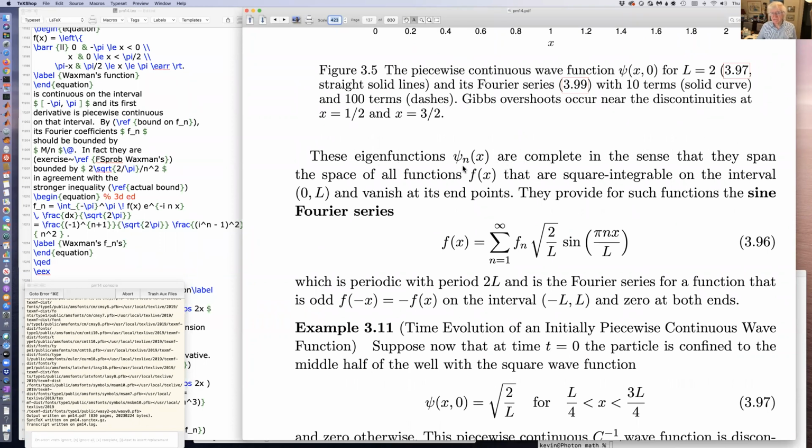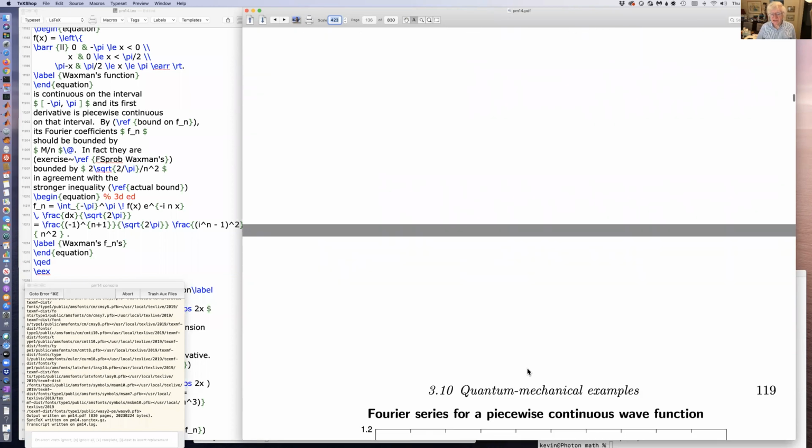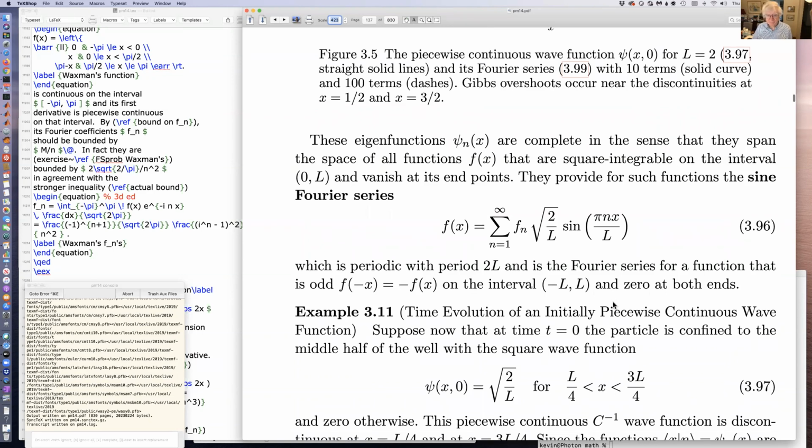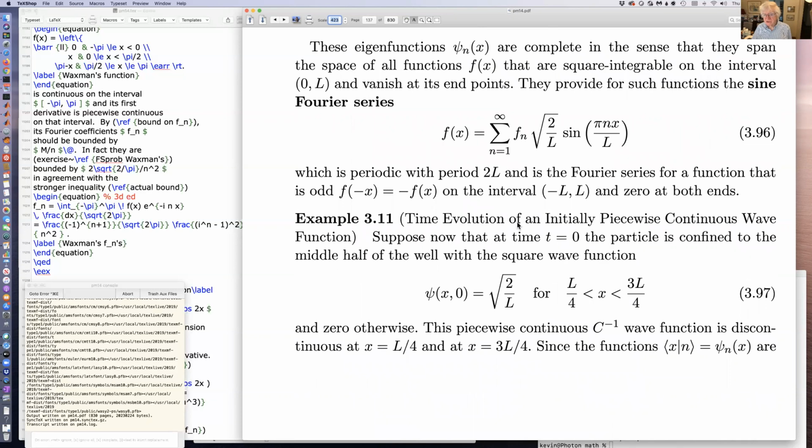These eigenfunctions, namely the sines, are complete in that they span the space of all functions that are square integrable on this interval 0 to L and vanish at the endpoints. For such functions they provide a sine Fourier series, which is periodic with period 2L. It's the Fourier series for a function that is odd on this interval and 0 at both ends. So now let's do the time evolution of an initially piecewise continuous wave function.